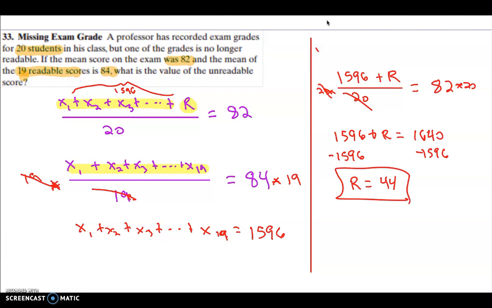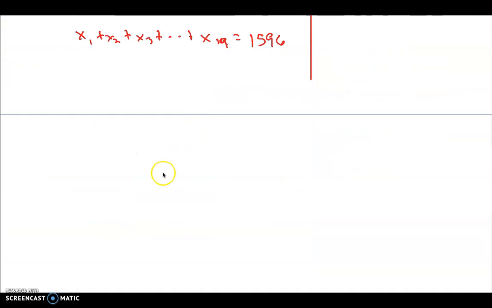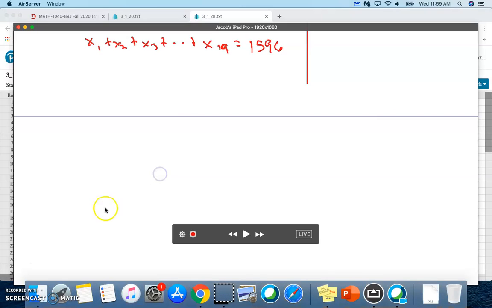The process is a little bit meticulous, but even without knowing any information about the other scores individually, we're still able to find that mean. So that wraps us up for the measures of central tendency. Appreciate your time, and let me know if you have any questions.